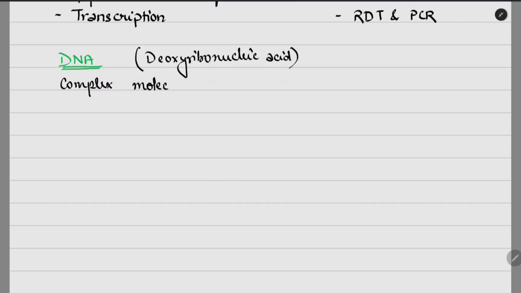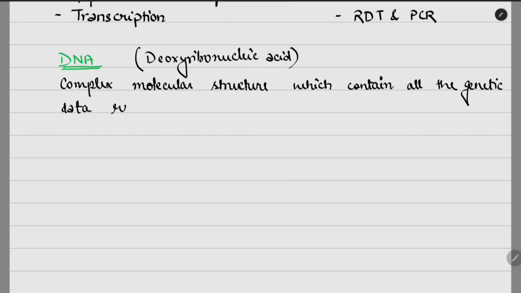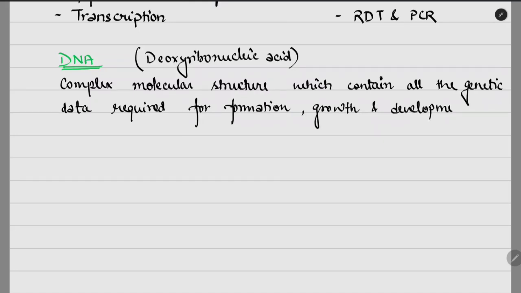It is a complex molecular structure which contains all the genetic data required for formation, growth and development of an organism. Okay. So this is DNA.